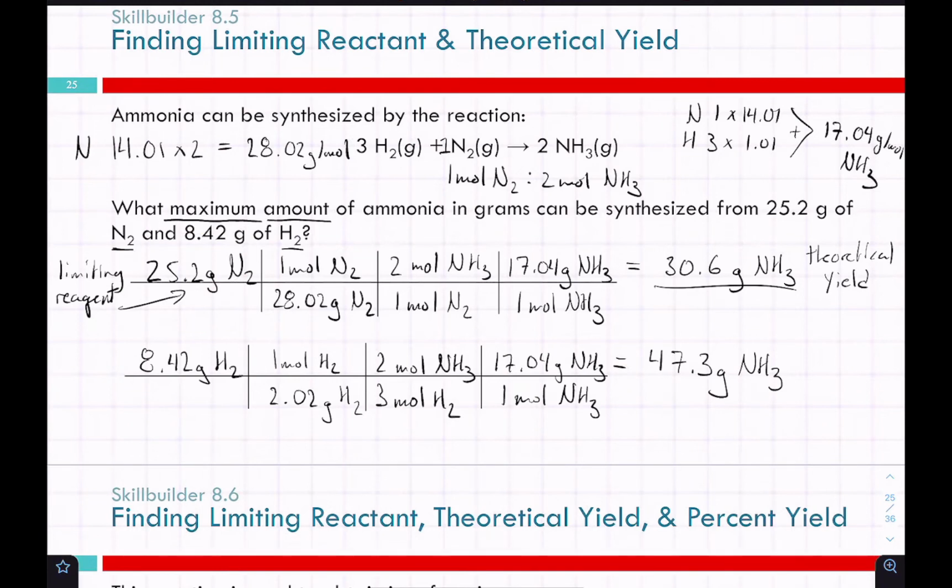This problem also does a nice job of highlighting the fact that even though we started out with way more mass of nitrogen, because nitrogen weighs so much more than hydrogen, there's actually fewer moles of it. And then between that and the ratio, which actually doubles it, right, we end up with a smaller amount of ammonia from 25.2 grams of nitrogen versus the 8.42 grams of hydrogen. This is also why NASA would love to use hydrogen for all of their rockets as fuel, because it's really, really light. It's really, really energy dense because of that. But it has all kinds of other problems.